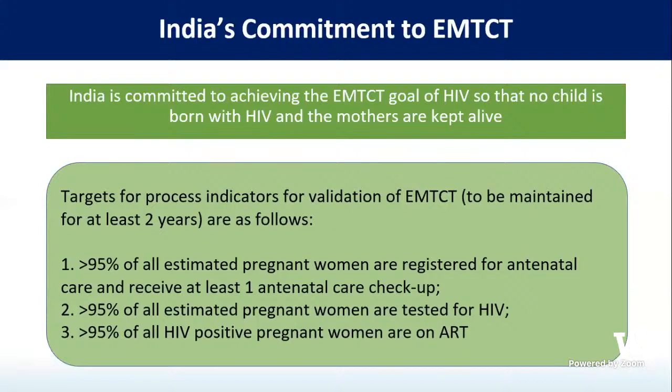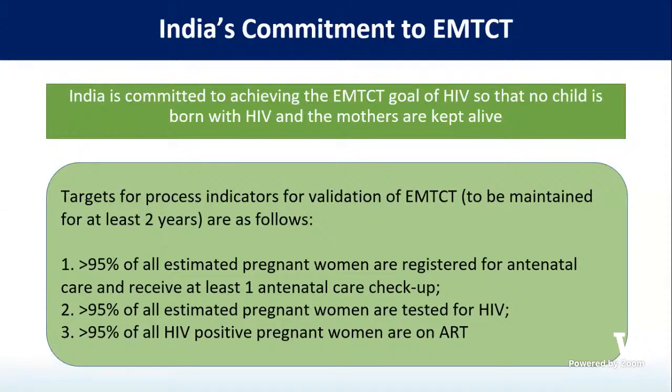For elimination of mother-to-child transmission of HIV, we need to ensure that babies are not born with HIV and the mothers continue to take care of them in a healthy way. So what are the targets for process indicators? The first and foremost is more than 95% of estimated pregnant women are registered for antenatal care and receive at least one antenatal care checkup.